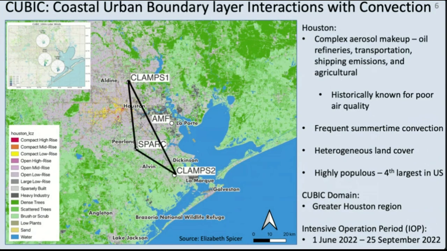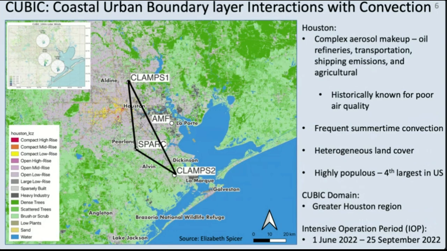So for this campaign, we deployed 3 different mobile profiling units in a semi-linear transect through Houston, which you can see here in the map on the left-hand side. Each site was chosen specifically to sample different PBL environments, with CLAMPS 1 acting as our urban location, SPARK as our rural location, and CLAMPS 2 as our coastal site.